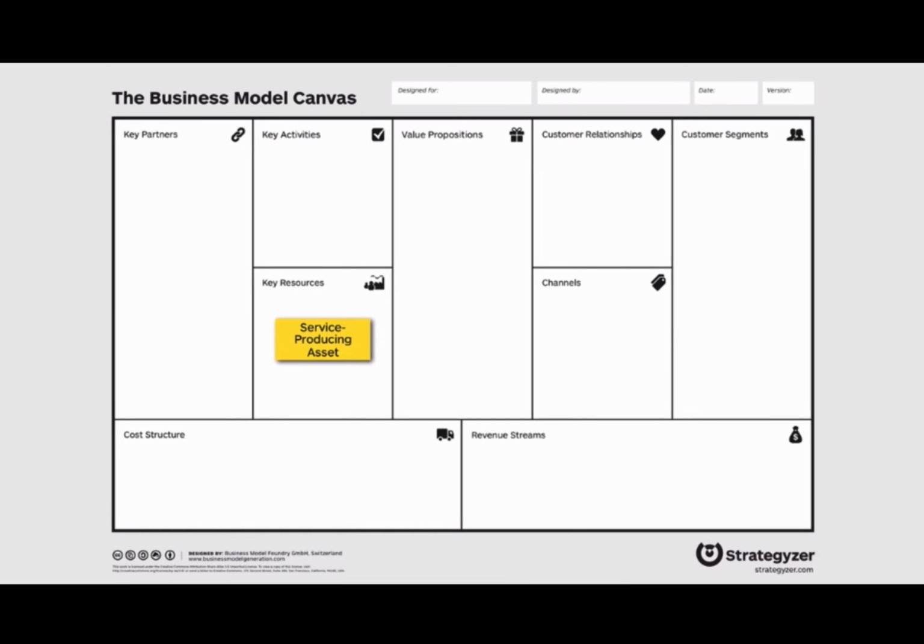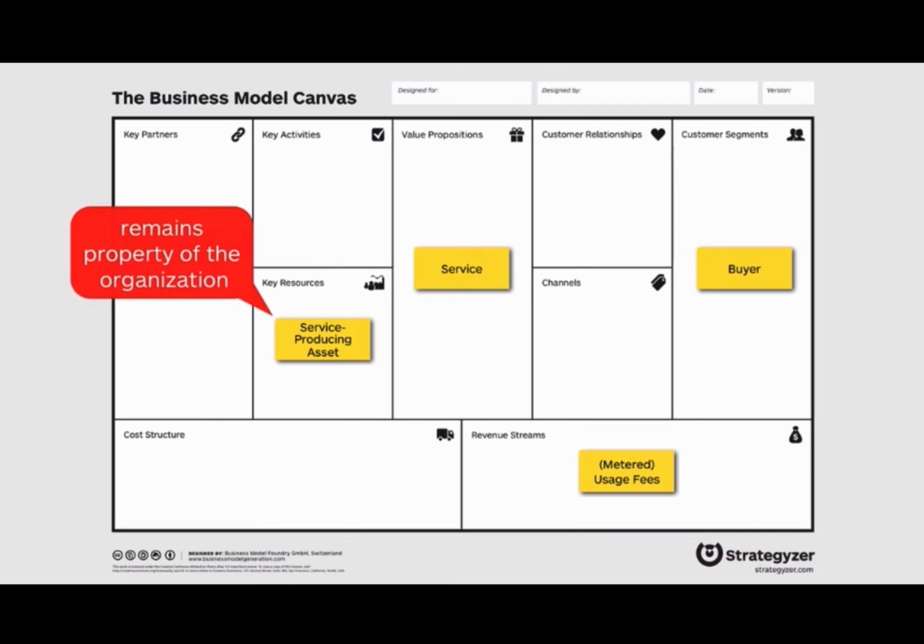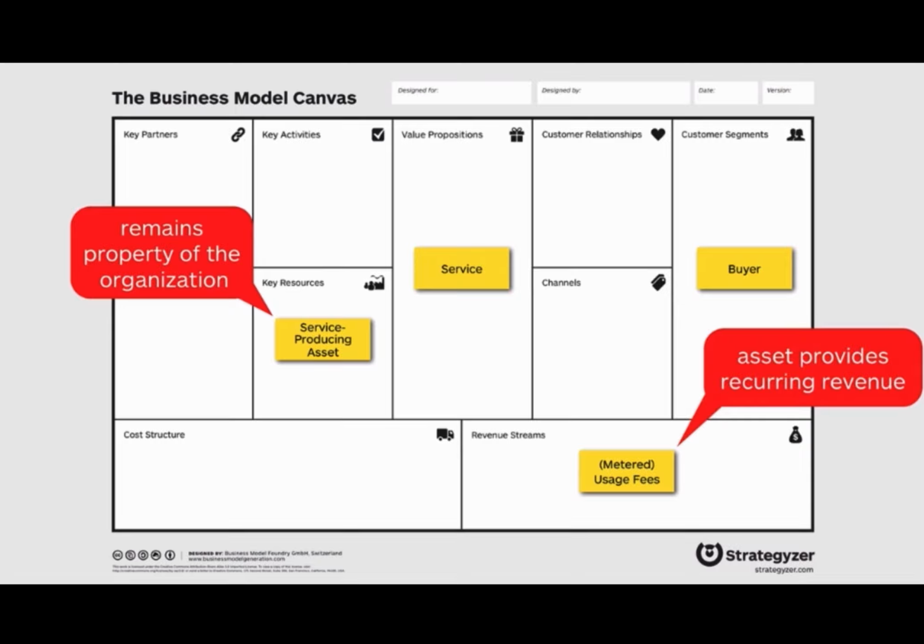So as a key resource, you will have a service-producing asset, and the service is the value proposition offered to the buyer. The buyer will pay a usage fee, which is metered, and the more you use, the more you pay. Now what's interesting here is, again, the asset remains property of the organization and it produces recurring revenues.